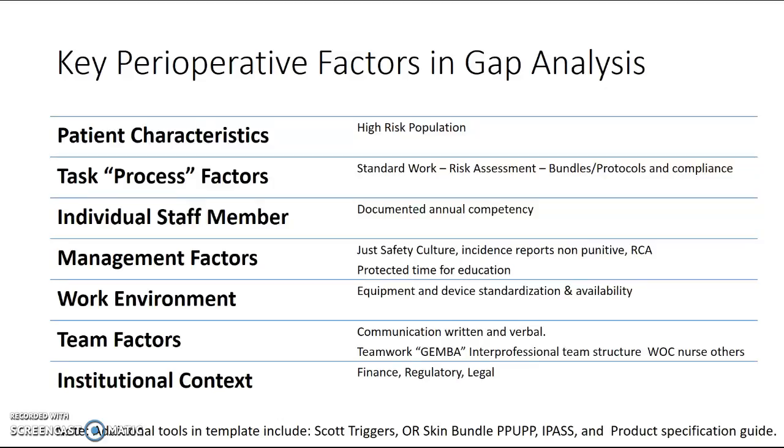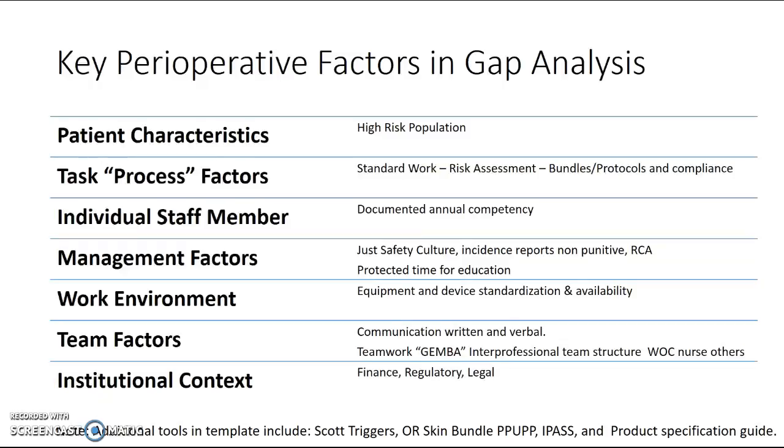Task or process factors includes the availability and use of protocols and clarity of the structure. So do you have standard work? By standard work, I mean step-by-step instructions on how to complete tasks. Do you have a process for risk assessment? Do you use the Braden scale or other tools? Two surgery-specific tools, the Monroe scale and the Scott-Trigger tool, are featured in the new 2017 AORN guidelines.